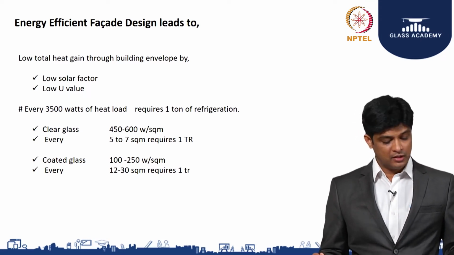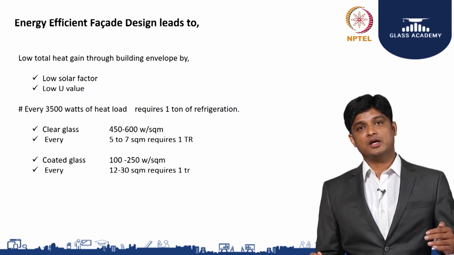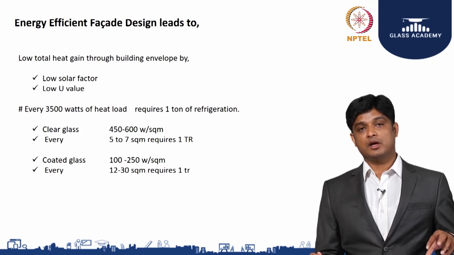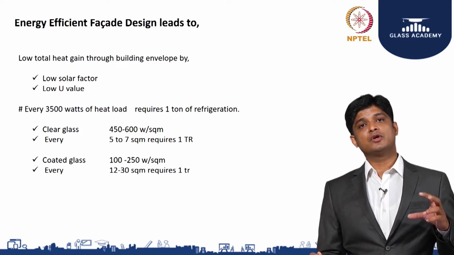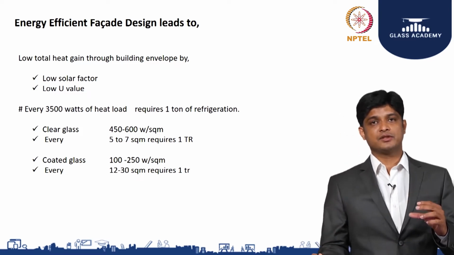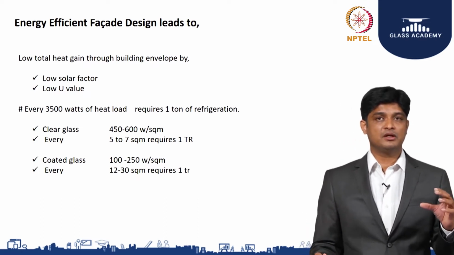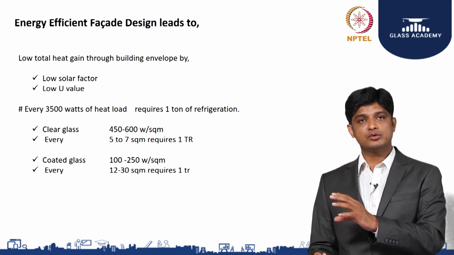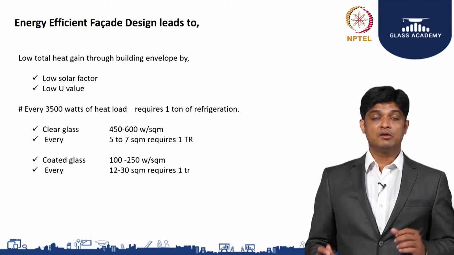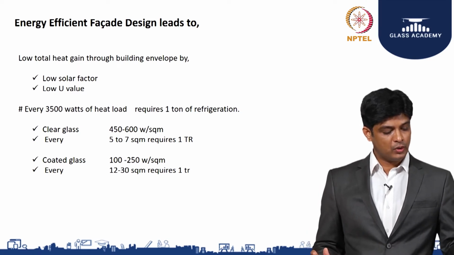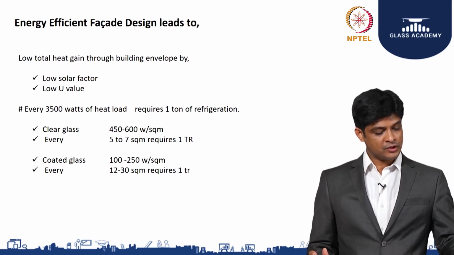Still, I can manage the building with 1 ton of air conditioning. So this is the impact that a clear glass versus a high performance coated glass can give. In simple terms, the capacity of your cooling load can be reduced when the window wall ratio is fixed. Whether I use a basic glass, the first generation products, or the latest high performance glaze available will have a huge impact on the overall capacity of your cooling system.